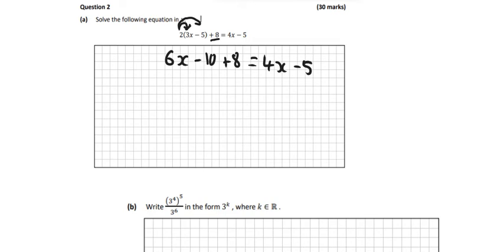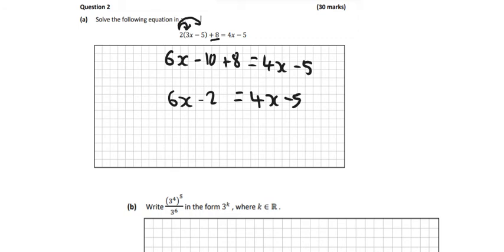Then I can put the minus 10 and the plus 8 together. Minus 10 plus 8, double check on the calculator if we're not sure, is going to be minus 2. So 6x minus 2 equals 4x minus 5.